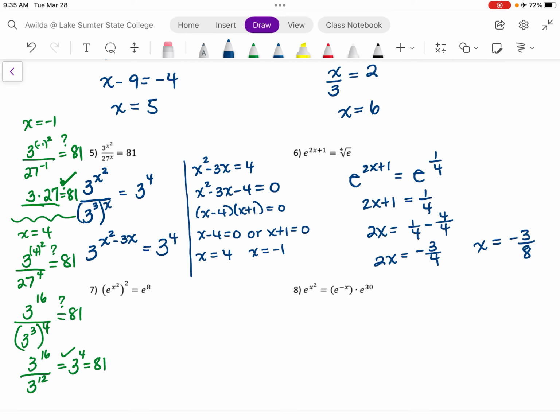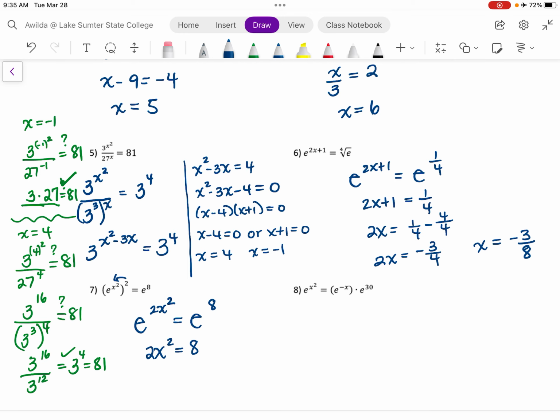All right, for example 7, we have e to the x squared power all squared is equal to e to the 8th power. So the left-hand side we're going to write as e to the 2x squared power because we have a power of a power, and so the exponents have to be multiplied. And that's going to equal e to the 8th power. So we have equal powers with equal bases, so the exponents must be equal.